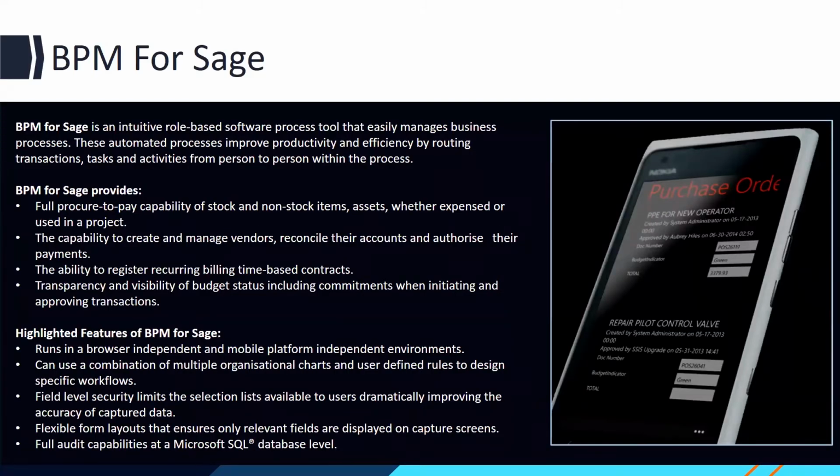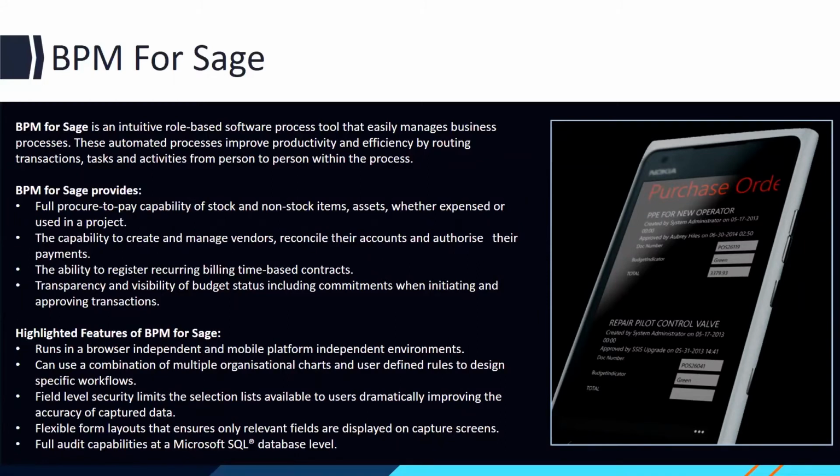Introducing BPM for Sage, an intuitive role-based software process tool that enables you to easily manage business processes to improve productivity and efficiency. BPM provides full procure-to-pay capabilities on all items, regardless of item or expense type, with the added benefit of transparency and visibility on budget statuses whilst initiating or approving transactions. BPM can even incorporate commitments and unapproved commitments to ensure approvers have a holistic view of their respective budgets.